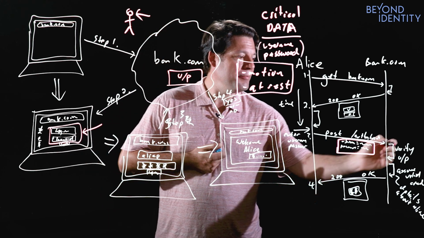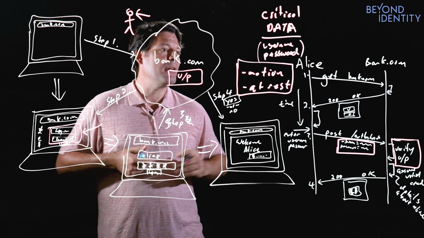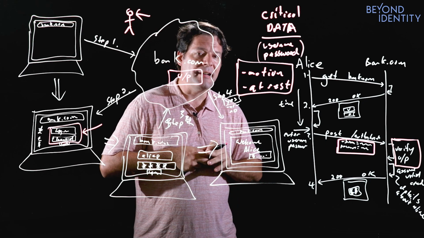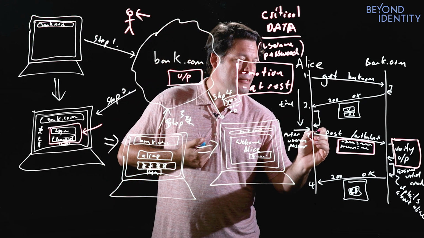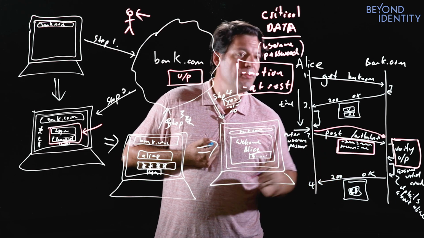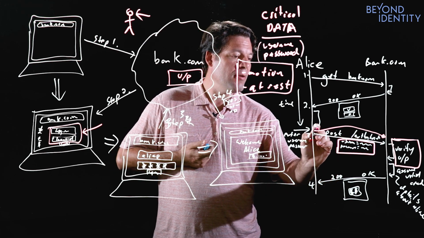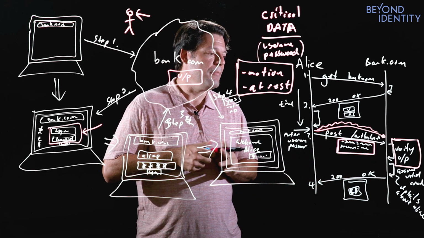It clearly lives somewhere in bank.com, otherwise it could not complete this step. So there's an obvious question of how do we actually secure that inside of bank.com? And also, it exists in motion as we convey it to bank.com. So how are we protecting that username and password across that connection?